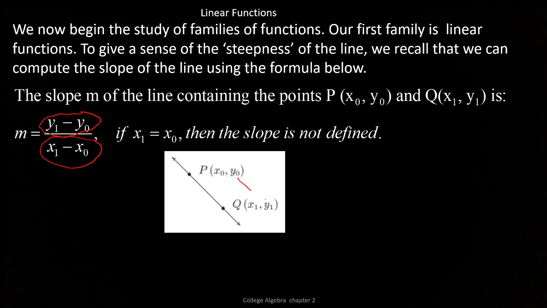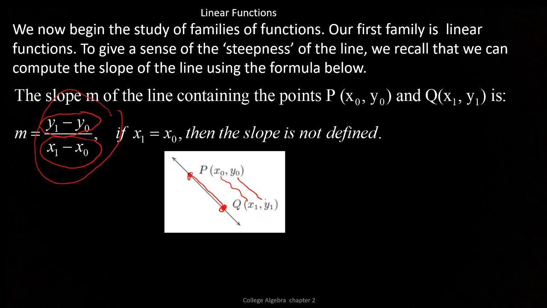So basically, we're going to think about, when we go from y sub 0 to y sub 1, how much does y change? And when we go from x sub 0 to x sub 1, how much does x change? So if we go from this point to this point, how are the y and the x coordinates changing? Well, that is kind of a measure of that. It's a ratio of change in y over change in x.